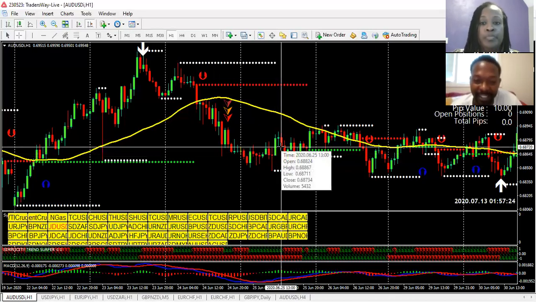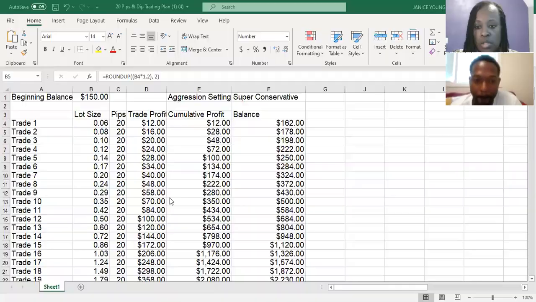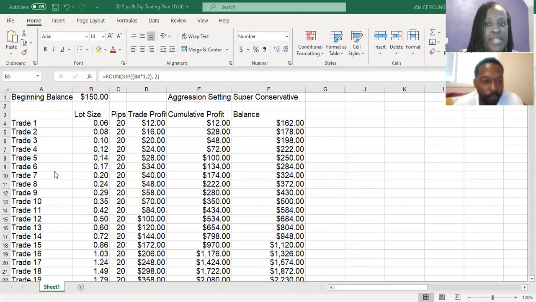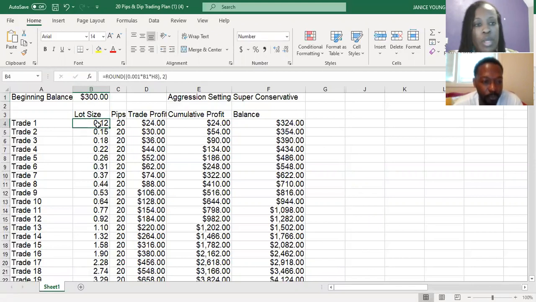So let me go over to the spreadsheet. On the spreadsheet, I have it set to super conservative. Because hey, ain't no sense in risking what we don't have to risk, right? For your beginning balance, that's where you put whatever you start with. So let's say you start with 300. Then it's going to adjust the lot size. Everything, the 20 pips is 20 pips. That ain't going to change. It's going to adjust your lot.